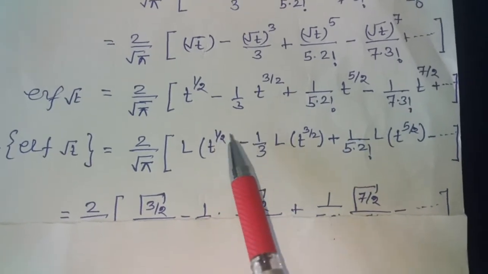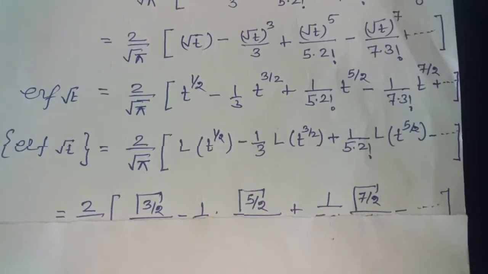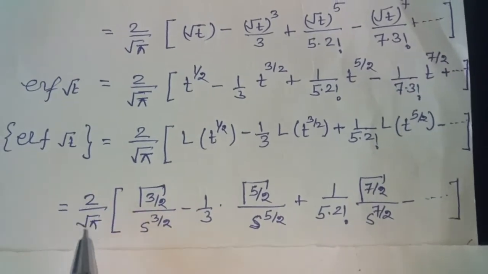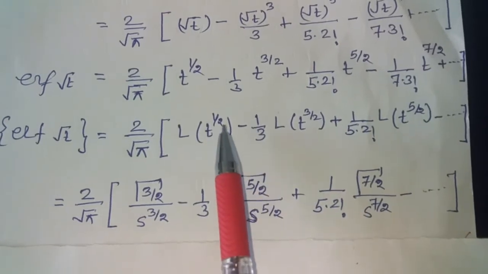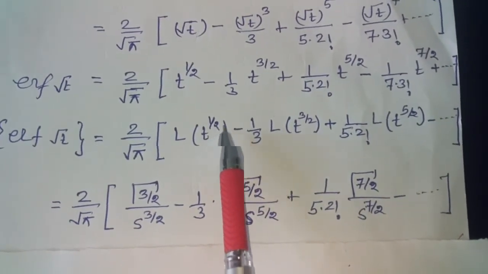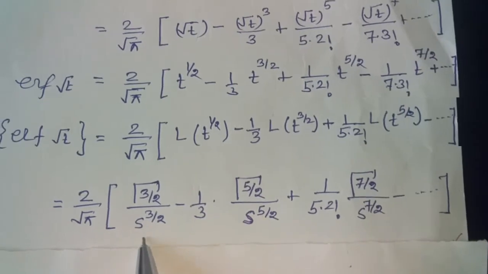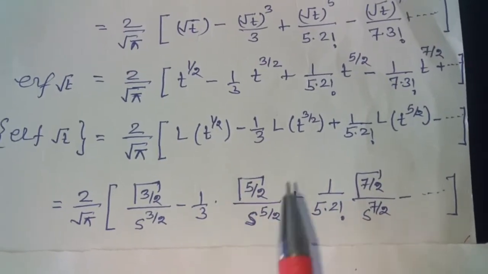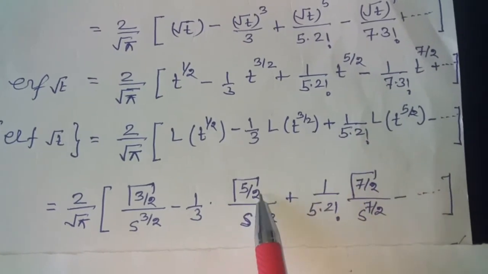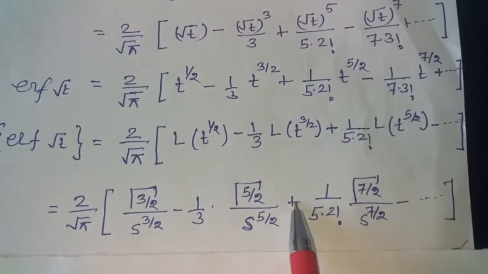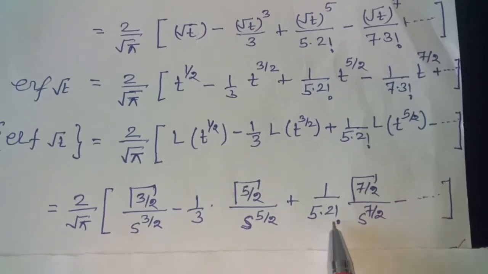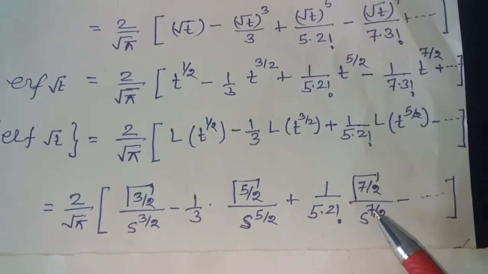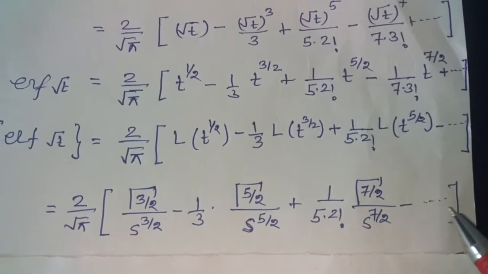Because the power of t is not an integer, so we use gamma notation. And we get 2 upon root pi gamma n plus 1. So here n is 1 by 2. So 1 by 2 plus 1 is gamma 3 by 2 upon s power 3 by 2 minus 1 by 3 into here we get gamma 5 by 2 upon s power 5 by 2 plus 1 upon 5 into 2 factorial. Here we get gamma n plus 1, which is gamma 7 by 2 upon s power 7 by 2 minus so on.